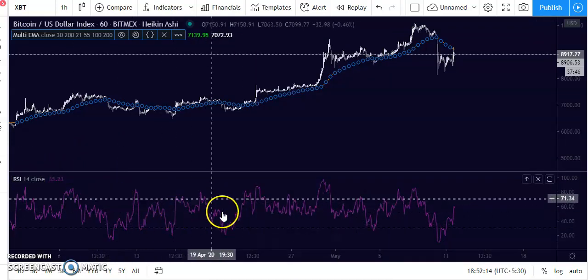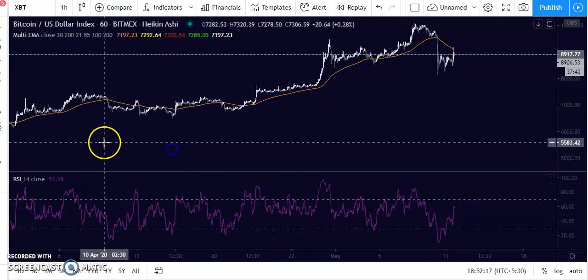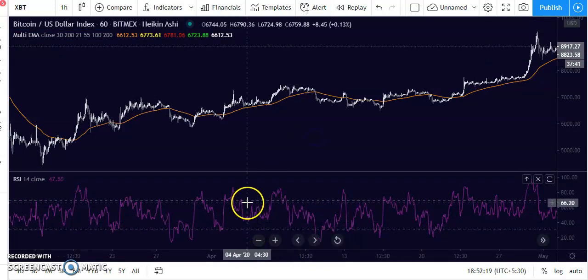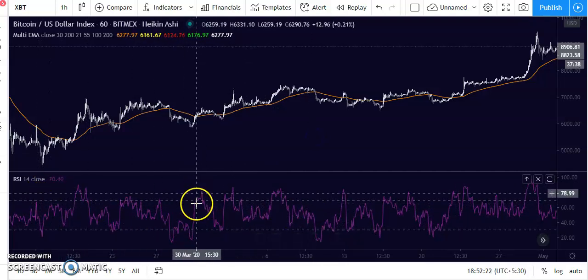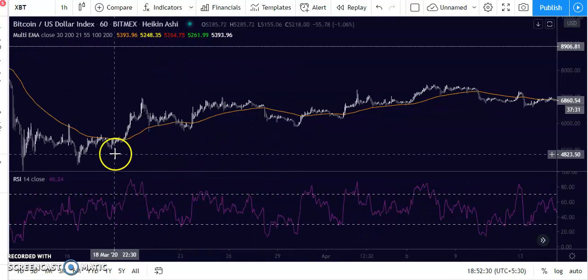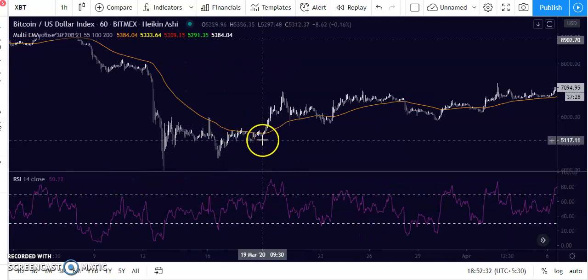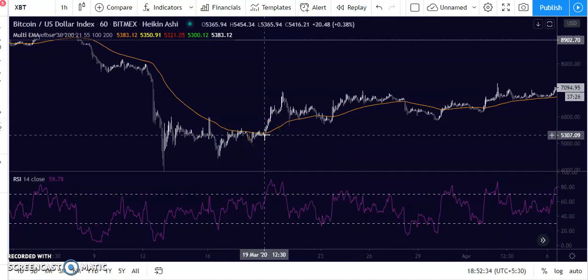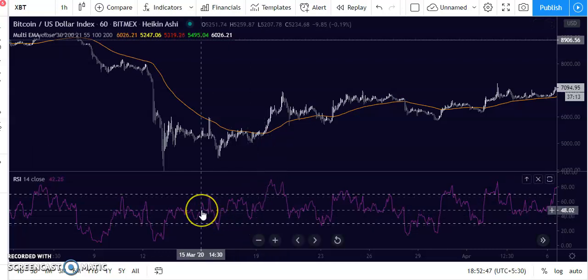Second setting is RSI. Remove that background color, which is irritating. Just keep the 70 and 30 lines and this line. Okay, so how does this particular trading work? As long as price is above this 200-day moving average line, we will start longing. That means we'll never sell. We always look for buy opportunities, plus RSI above the 55 line.